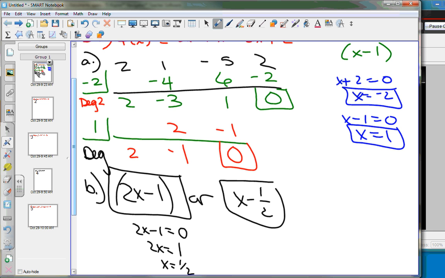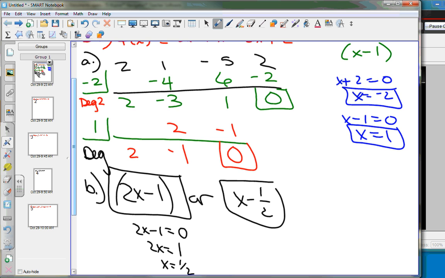If 2x minus 1 is a factor, then that means x minus 1/2 is a factor. They're the same exact thing. Do you understand what I just said? Okay, do we understand letter B?